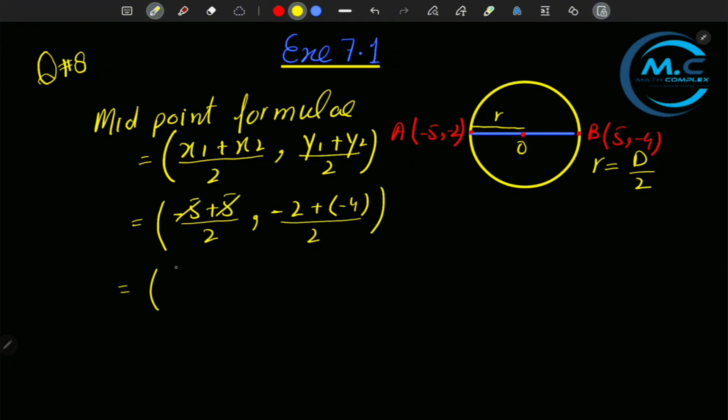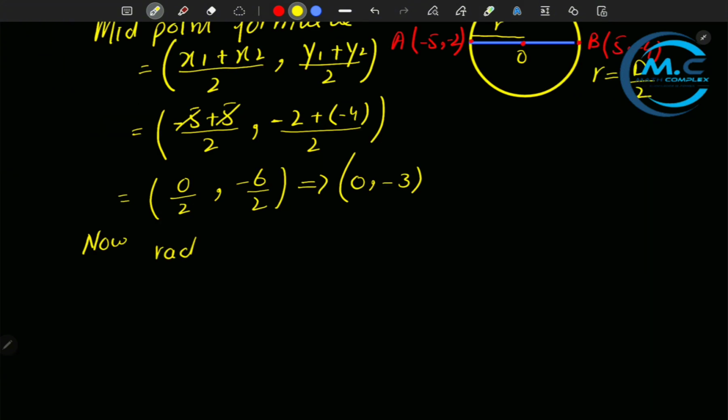-5 plus 5 will cancel each other and the result will be 0. -4 and -2 will be equal to -6. 0 by 2 will be equal to 0 and -6 by 2 will be equal to -3. This is the center of the circle. Radius of the circle will be equal to OA.